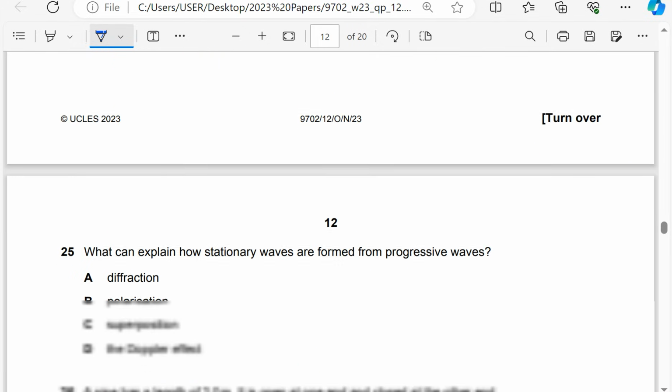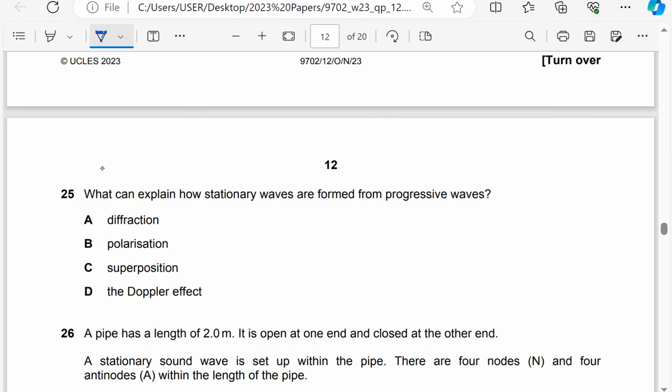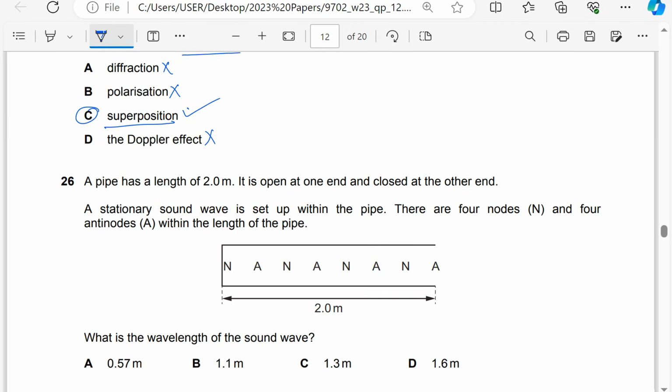As simple as that. What can explain how stationary waves are formed from progressive waves? Of course, diffraction cannot, polarization cannot. Superposition: two waves must meet at a point. So the answer is going to be C. Doppler effect cannot explain how stationary waves are formed from progressive waves, not until they superpose. Superposition is what explains how stationary waves are formed. So the answer is automatically C.